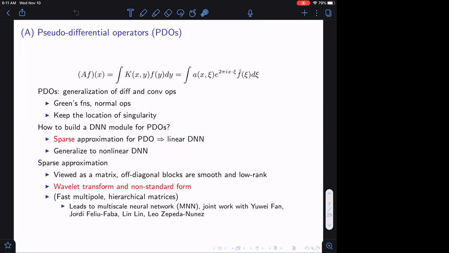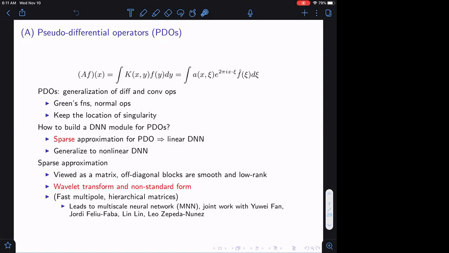And then what we're going to do is put ahead of the machine learning expert practitioners and try to extend this linear neural network to nonlinear networks by adding certain activation functions. So the first step is this sparse approximation. Now, how do we find the sparse approximation of the pseudo-differential operator?